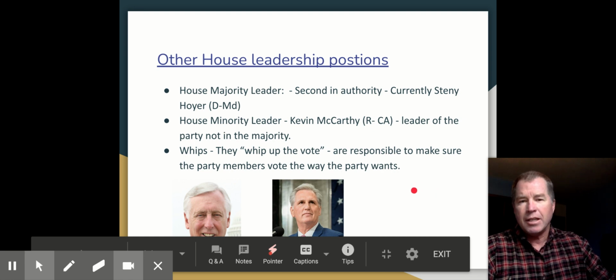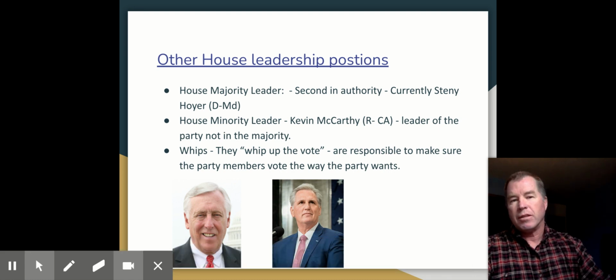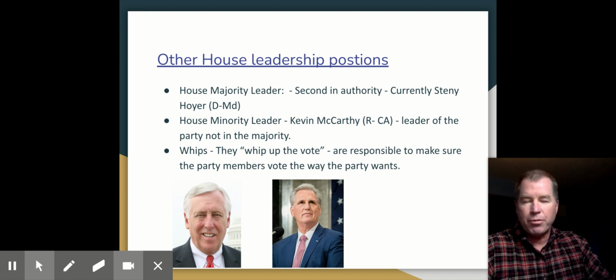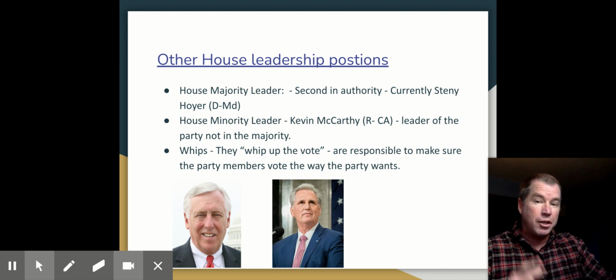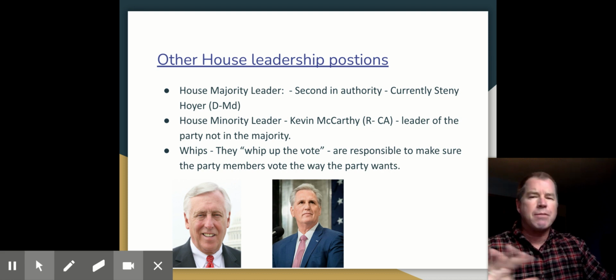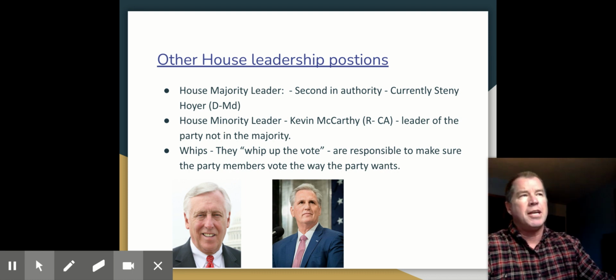And then there are whips, and I don't have their pictures here, but the whip's job is to whip up the vote, to make sure that their party votes together. So the Democratic whip would say, hey, we have a Democratic bill. You need to vote in line. Democrats, you need to vote for this bill. This is what the Democrats want. And sometimes some of the Democrats waver because of their position within their district or what state they might be from and what their personal opinions might be.